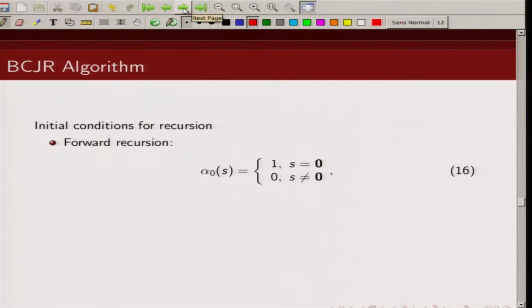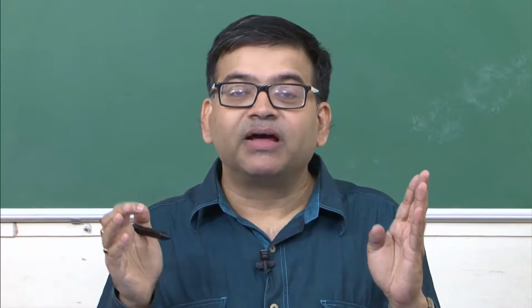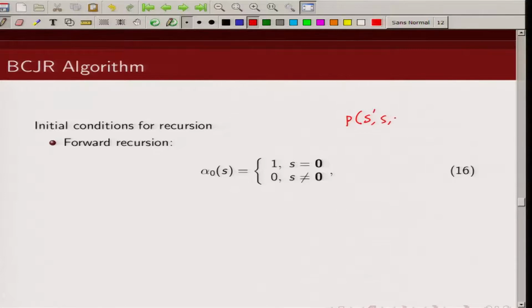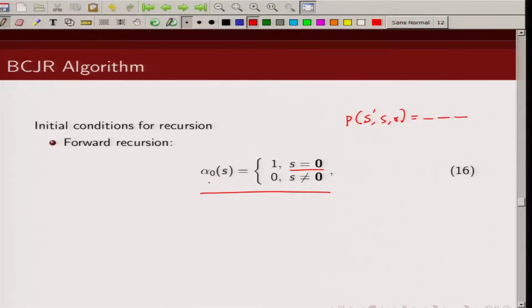Next, I have already specified that the joint probability that we computed is basically a product of three terms: alpha, beta and gamma. Now, alpha and beta can be computed in a recursive fashion, and I already mentioned that usually our encoder is in the all 0 state to start off with, and that is why we assume that alpha at time 0 is 1 for the state 0 and it is 0 for all other states.